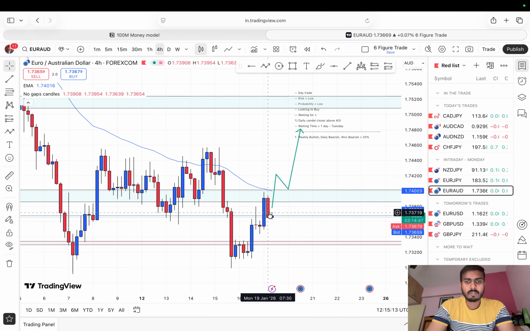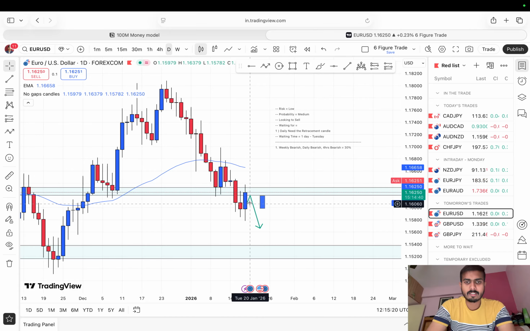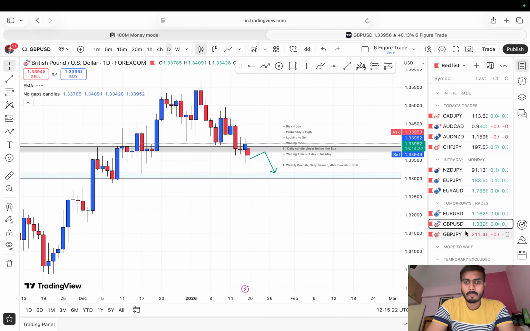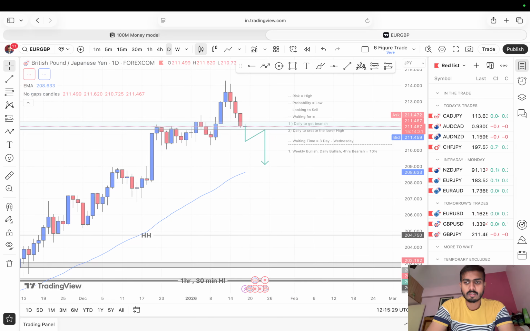In the euro, I'm waiting for the break and retest of the 4 hour. EURUSD for tomorrow's trade, I'm waiting for this candlestick to close like this, then we'll see. GBPUSD, I'm waiting for the candlestick to close to the downside. GJ candlestick close to the downside.